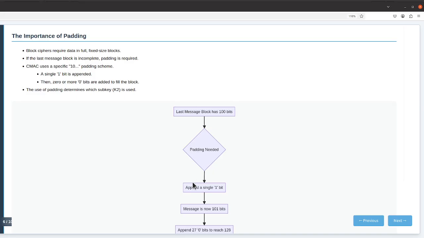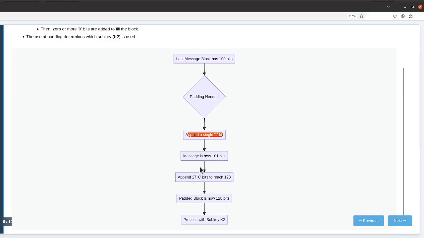If the last block is a full block, no padding is needed, and we use the subkey K1 in the final step. However, if the last block is even one bit short, it needs to be padded. The CMAC standard specifies that you append a 1 bit to the end of the message, followed by as many 0 bits as necessary to fill the block.